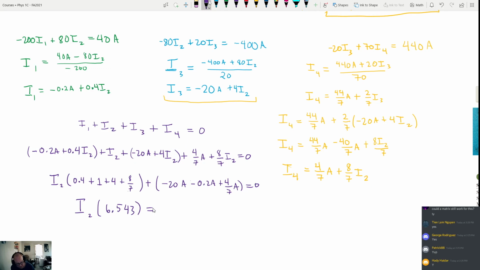I didn't do that right. Negative 20 plus negative 0.2 plus 4 divided by 7. Negative 19. So we add it to the right-hand side, and we're going to get 19.63. We'll go to there, amps, which means I2 is equal to, and I'm going to use the full number of digits that I have in my calculator. So if you don't get exactly what I get, it's exactly negative 3.